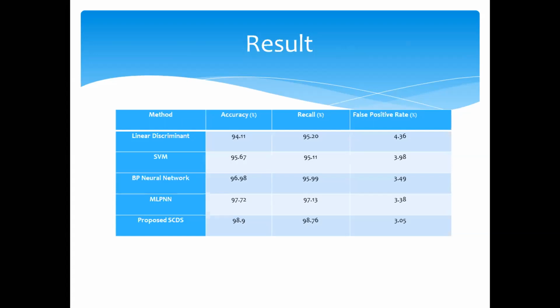Among the previously existing methods, linear discriminant analysis has a low accuracy of 94.1, recall 95.2, and false positive rate 4.36. The SVM method has accuracy 95.6, recall 95.1, and false positive rate 3.98. The BP neural network has accuracy 96.9, recall 95.9, and false positive rate 3.4. Comparing these, the proposed SCDS method is highest, with accuracy 98.9, recall 98.7, and false positive rate 3.5.